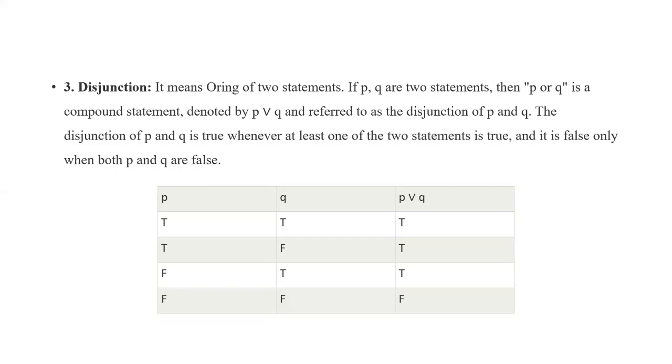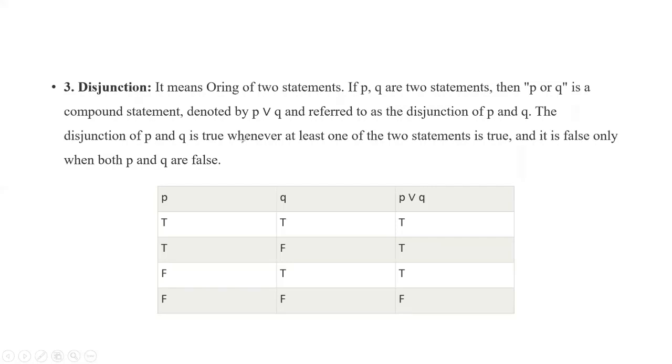Next, disjunction. It means if P and Q are two statements, then P or Q is a compound statement denoted by P or Q and referred to as the disjunction of P and Q. The disjunction of P and Q is true whenever at least one of the two statements is true. It is false when both P and Q are false.